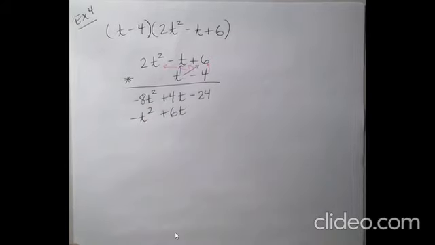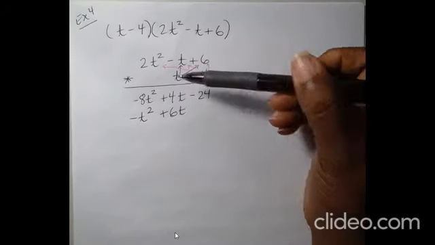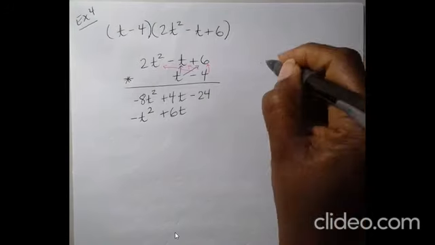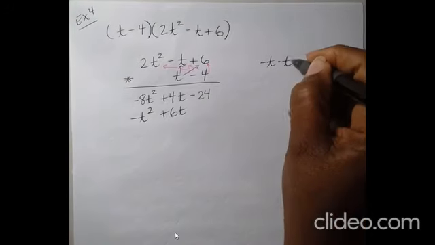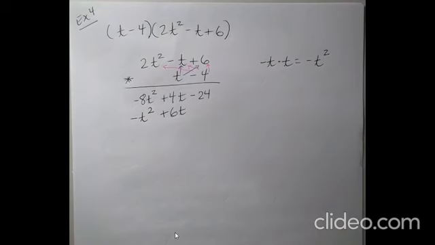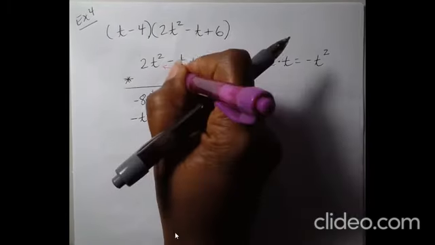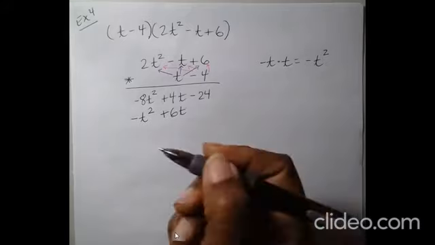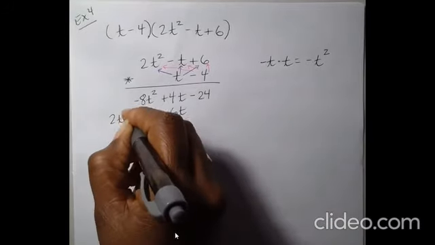Be careful not to look at these two and say negative 2t. Okay, negative t times t equals negative t squared, not negative 2t. Do not make that mistake. It'll cause things to be wrong. And then t times 2t squared is 2t cubed.